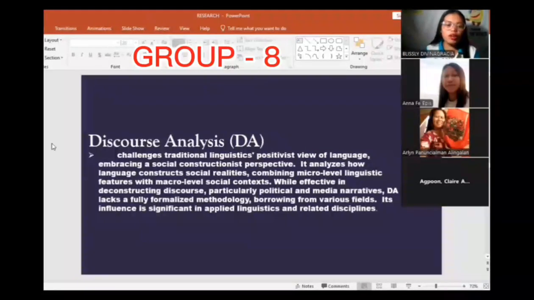Okay, good day, ma'am. We are about to talk about discourse analysis, the summary of this topic. It challenges the traditional linguistic positivist view of language, embracing a social constructionist perspective. It analyzes how language constructs social realities, combining micro-level linguistic features with macro-level social context. While effective in deconstructing discourse, particularly political and media narratives, it lacks a fully formalized methodology, borrowing from various fields. Its influence is significant in applied linguistics and related disciplines.